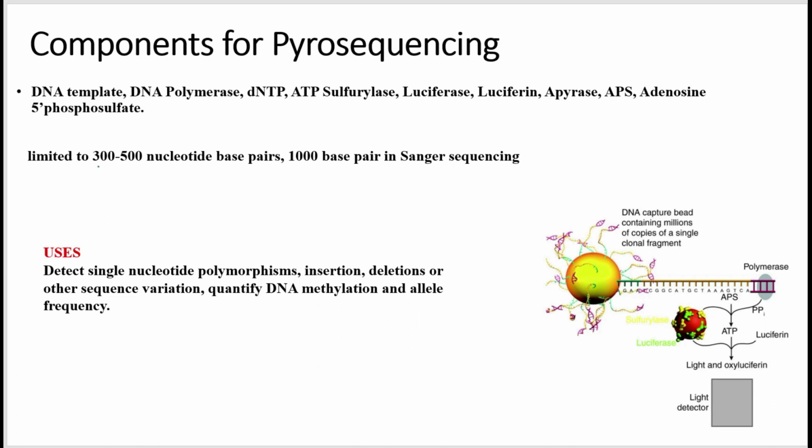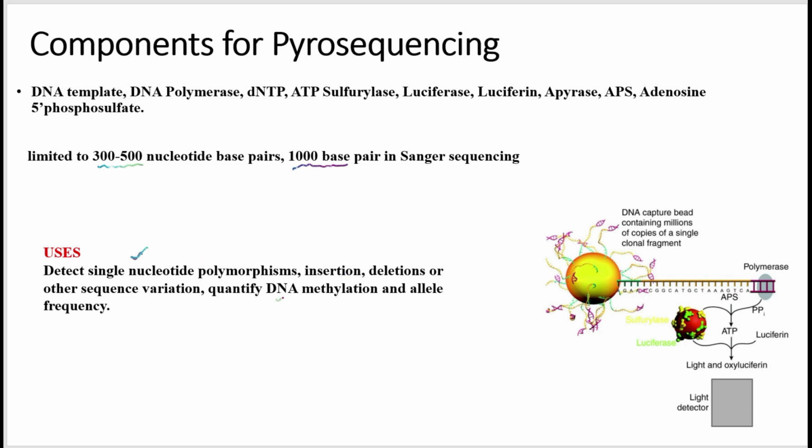In pyrosequencing, we can detect 300 to 500 nucleotide base pairs. But in the case of Sanger sequencing, we can sequence up to 1000 base pairs. So where is this used? It can be used for the detection of single nucleotide polymorphism. If there is an insertion or deletion of a nucleotide in the DNA, the whole mechanism at the genetic level is changed. By this type of sequencing, we can detect where the nucleotide has changed.